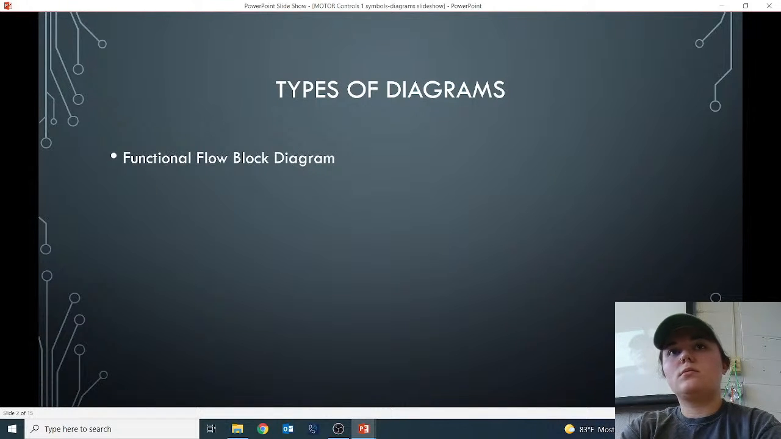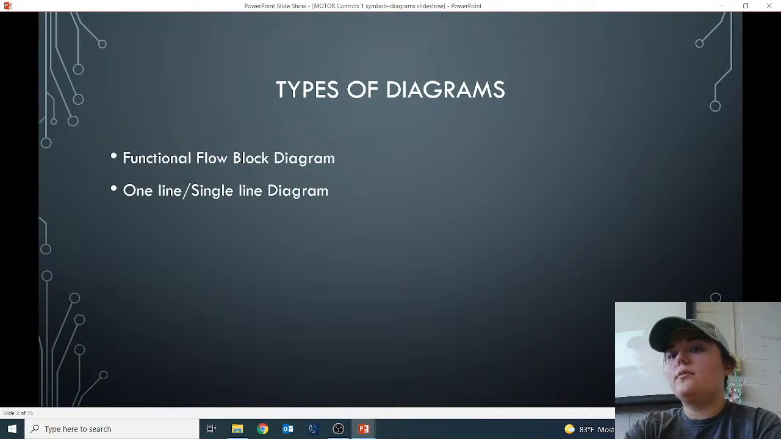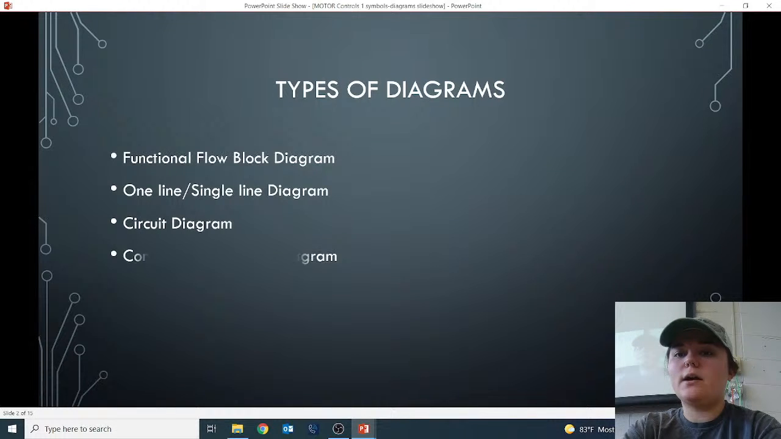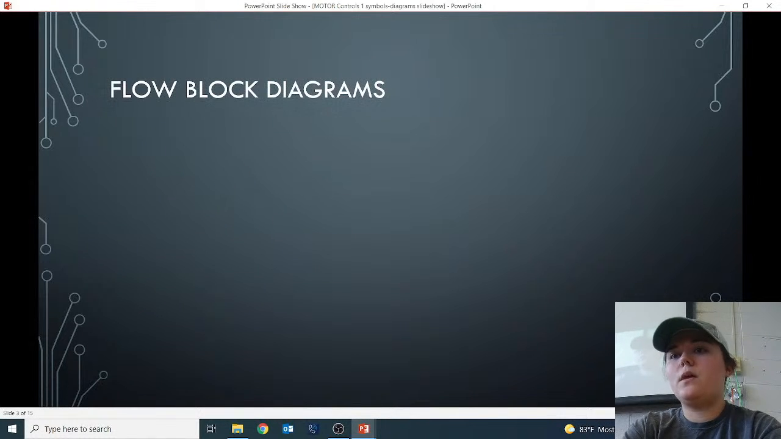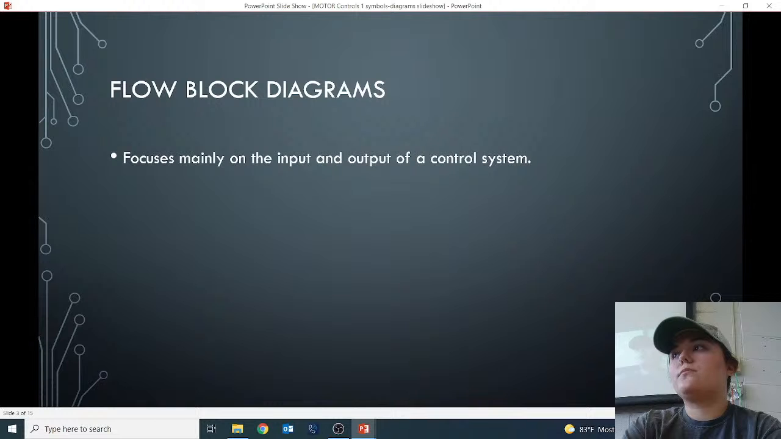I was looking at the diagrams in the book. Right. Okay. So you have a basic understanding of it. Some of the types of diagrams that you might see are functional flow block diagrams, one line, single line diagram, they can be called either one, circuit diagram, connection or wiring diagram, a schematic, and a ladder diagram. They all use different names depending on where you're at. The ladder diagram would kind of be like the ladder logic you see with the PLC. Kinda. I'm gonna show you an example.